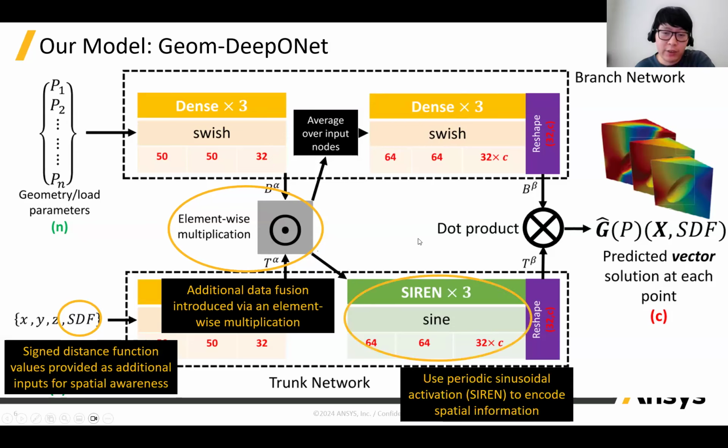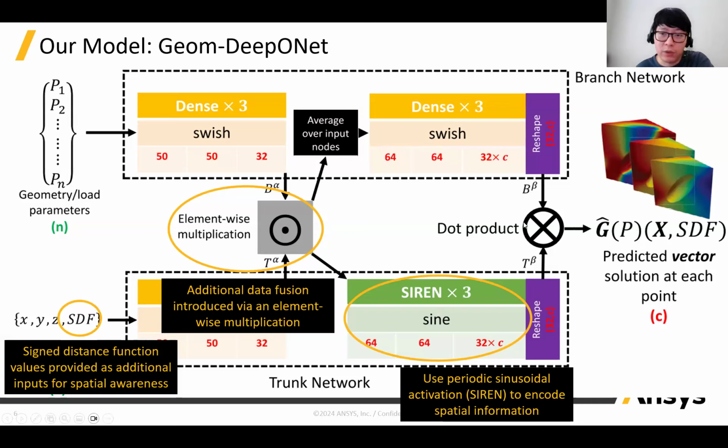The last thing that we did here, at the lower right part of the trunk network after this data fusion, is that instead of using a dense layer, we use SIREN. The sinusoidal activation, which is SIREN, was also used a lot in implicit neural representation because of its very powerful spatial encoding capabilities, which we're also trying to leverage here to bring up the accuracy of the model as much as possible. And then from there, it goes as regular.